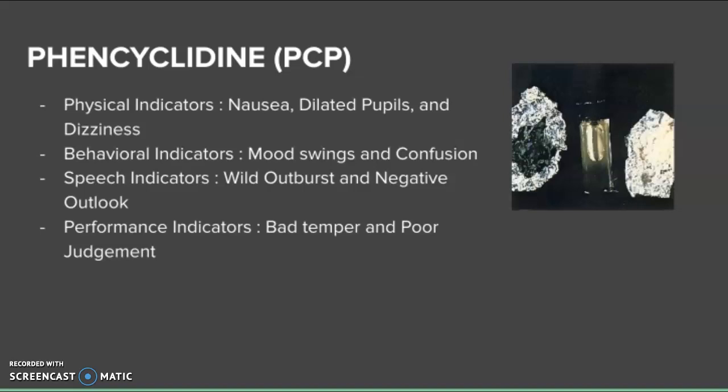And then for the last one, phencyclidine, which is PCP, I'm trying to say that the correct way. It is over here on the right, and it can be in a liquid form or a chalky form. Honestly, it depends on what they would like again. The physical indicators will be nausea, dilated pupils, and dizziness. Behavioral indications will be mood swings and confusion. The speech indicators will be wild outbursts and negative outlook. And the performance indicators will be bad temper and poor judgment.